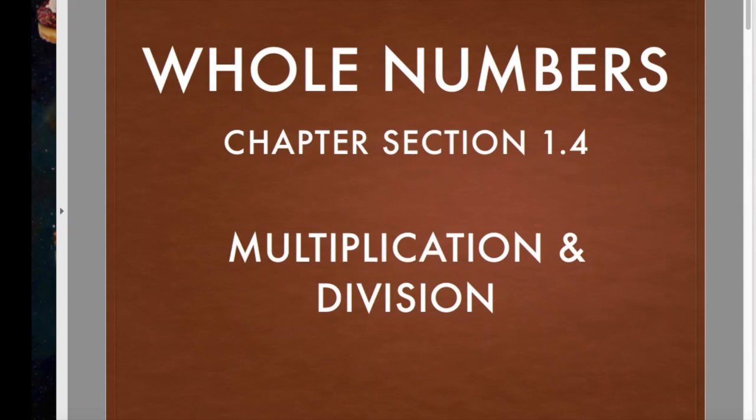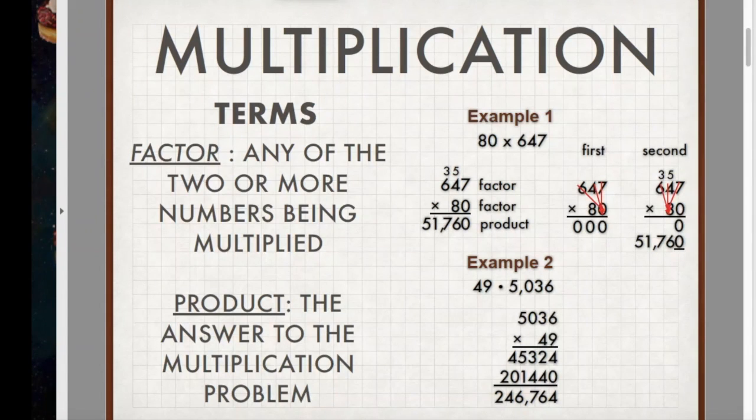Okay, we're going to start focusing on multiplication and division. There are two terms that you need to know. The first is a factor. A factor is any of the two or more numbers that are being multiplied together. So an example to the right, 80 times 647. 80 is one factor, while 647 is the second factor.